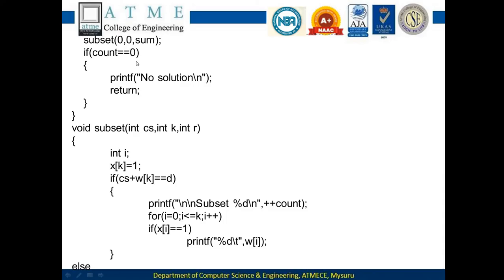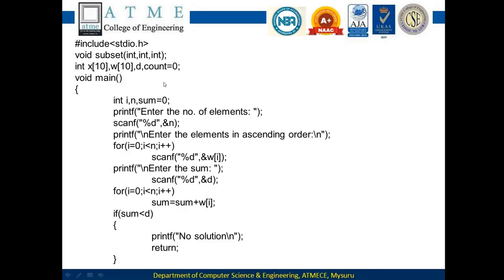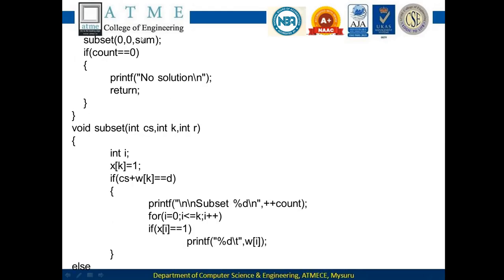Else we have to call the function subset and we pass the index 0, 0 and the total sum of the array. If count equals 0, initially we have initialized count equals 0, so obviously it is 0 initially. So when we call this subset function, we'll see the implementation of the subset function.